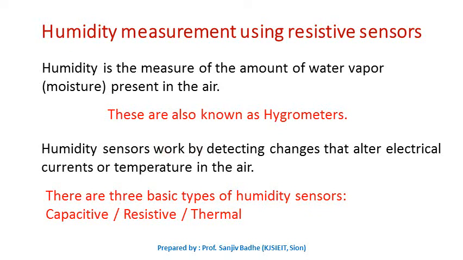Humidity sensors are based on a simple principle. Whenever there is a change in amount of water vapor present in the air, there may be a change in the temperature, and that may alter the electrical current flowing through the sensor. So humidity sensors will detect those changes in the temperature or the electrical current. There are three basic types of humidity sensors: capacitive sensor, resistive sensor, or thermal sensor. In our course, we will be discussing resistive humidity sensors.